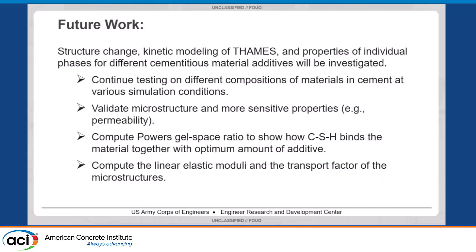And then in the future, we'll continue our work. This time, we'll be trying different compositions of materials in cement at various simulation conditions. We will validate microstructure and some other properties, possibly permeability. We will compute pore-shell space ratio to show how calcium silica hydrate binds the material together with optimum amount of additive, and also figure out the linear elastic moduli and transport factor of the microstructure.